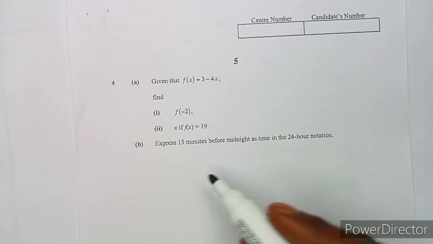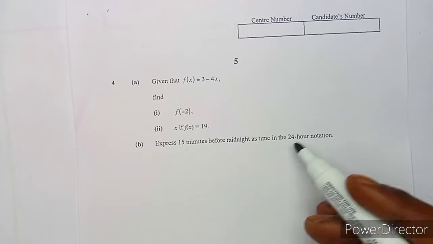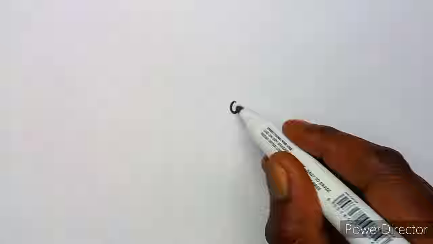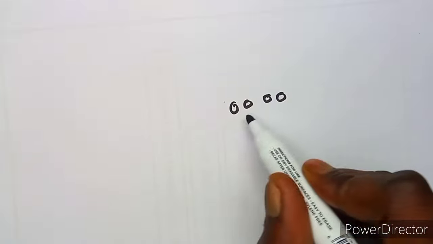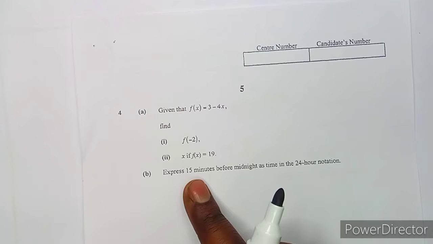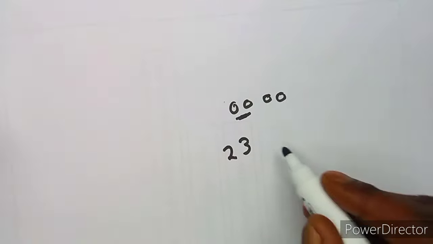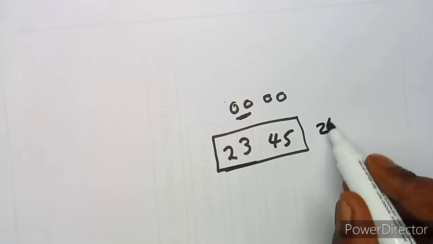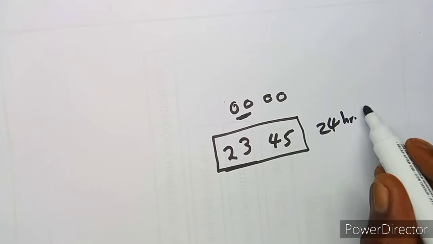Express 15 minutes before midnight as a time in 24-hour notation. This is before midnight. At midnight, we know this is 0000. So before, we have got an hour here, which is 23. But how many minutes are we talking about? These are 15 minutes, so it's going to be 2345 hours. That is a time in 24-hour notation.